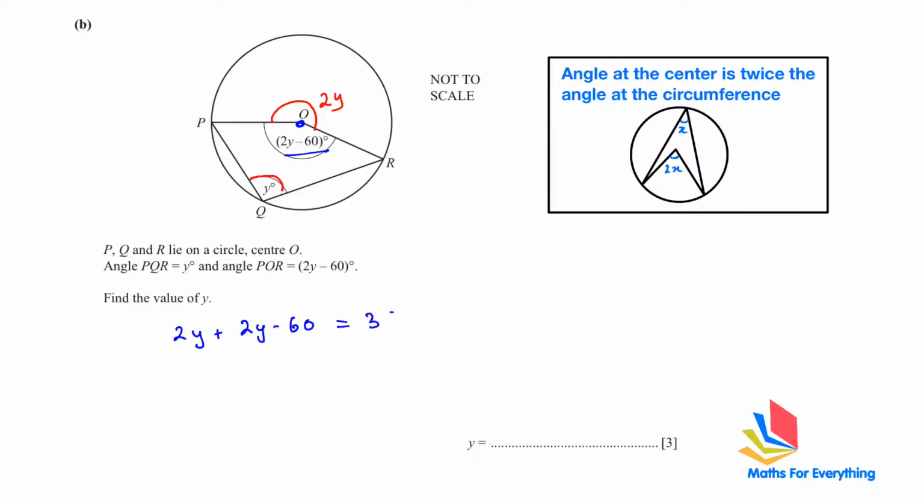is equal to 360. 4y is equal to 360. The negative, when we move to the other side, is going to become positive. So 4y is equal to 420 and y is equal to 105. That was an easy question and it carries a lot of marks.